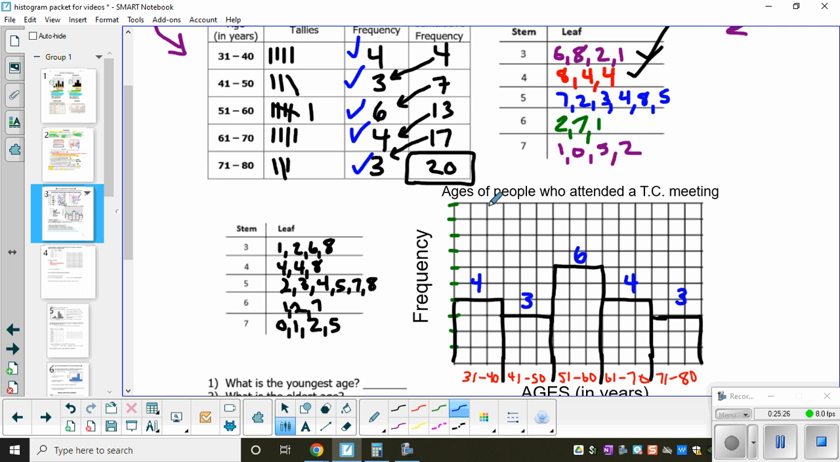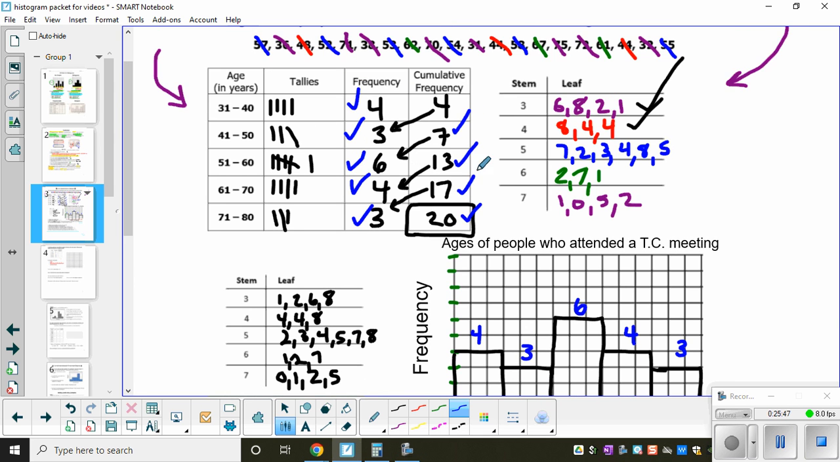And again, the cumulative frequency, adding them up, it's just saying so far I only have 4. But when I do these 4 plus these 3, now I have 7. If I do these 4 plus 3 plus 6, I have 13. If I do these 4 plus 3 plus 6 plus 4, now I'm at 17. And if I add up the heights of all these bars, I'd be at 20. That's what that cumulative frequency was showing.